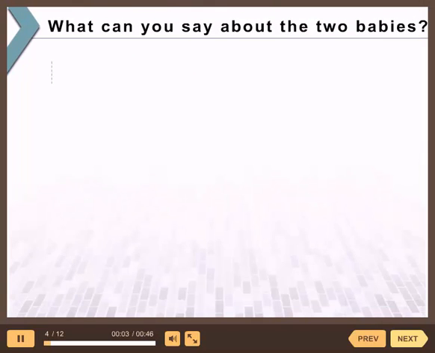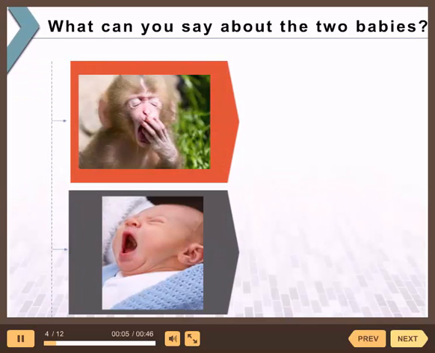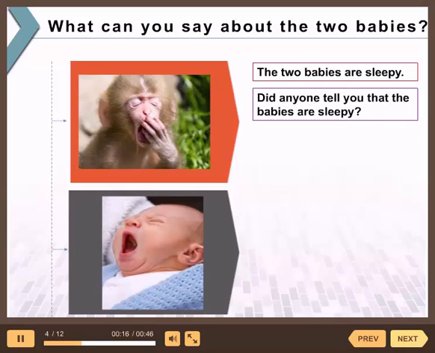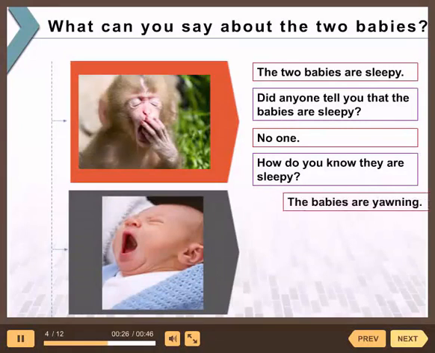Look at the two pictures. What can you tell me about these two babies? You would say, the two babies are sleepy. Did anyone tell you that the babies are sleepy? The answer would be no. No one tells you about it. Your response is based on what you see in the pictures. The two babies are yawning, and that is an indicator that they are sleepy.